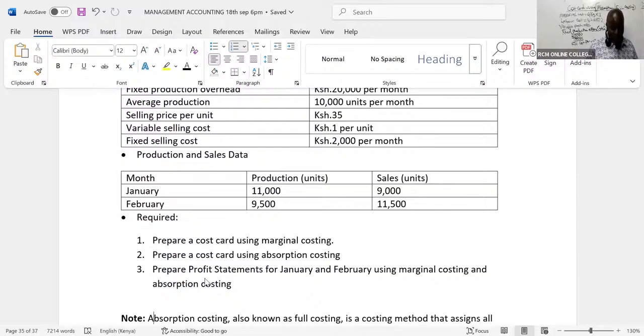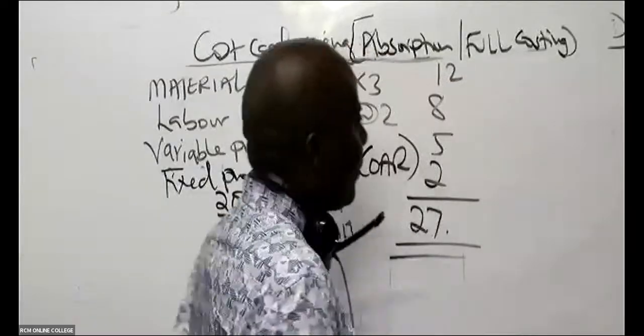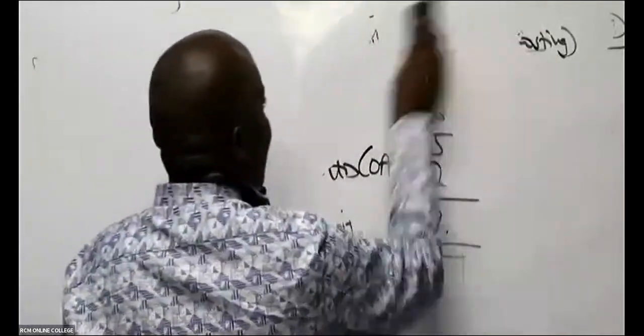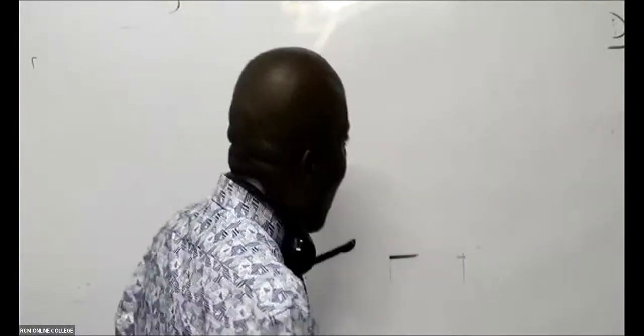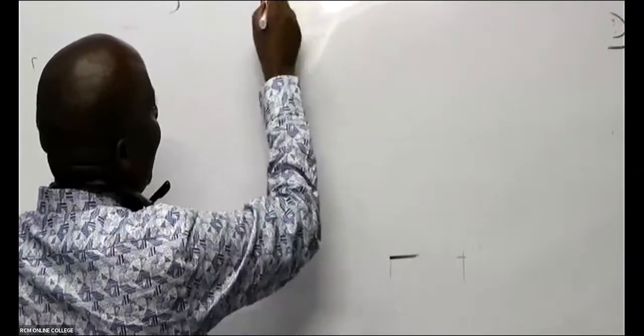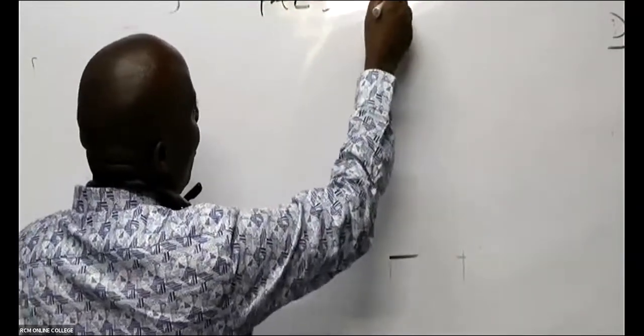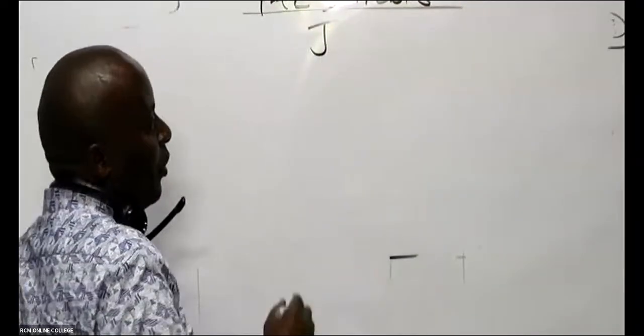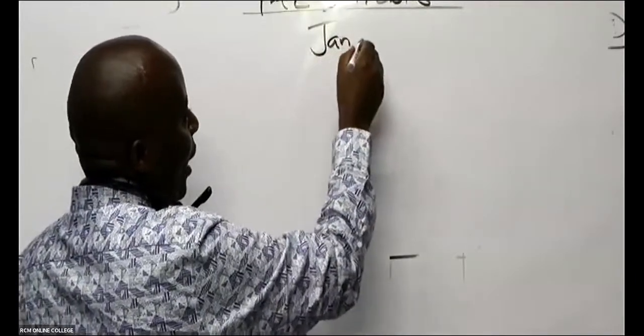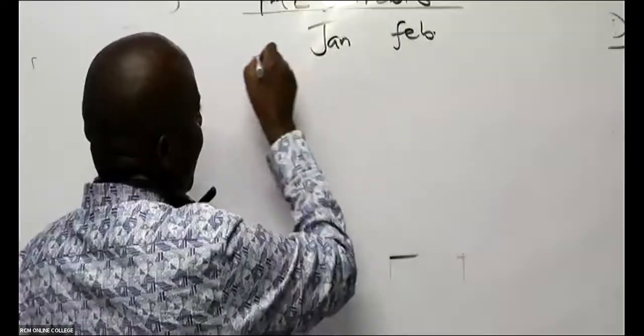Prepare profit statements for January and February using marginal costing and what here, somebody? Absorption costing. So I would want to prepare for both of them. Yeah, so profit and loss statements. Profit and loss statements using marginal costing. So we have here P and L, marginal costing. So we have January. We have what here, somebody? February, like that.